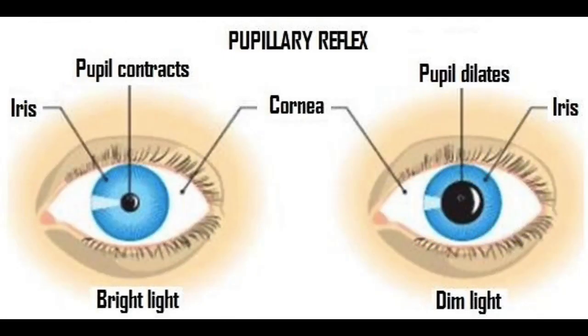So this shows the pupillary reflex action, and here two types of muscles are responsible, sphincter and dilator. In bright light, sphincter muscle contracted and dilator muscles relaxed, so pupil reduced. While in the second picture, that is in dim light, the sphincter muscle relaxed and dilator contracted, so pupil dilated.